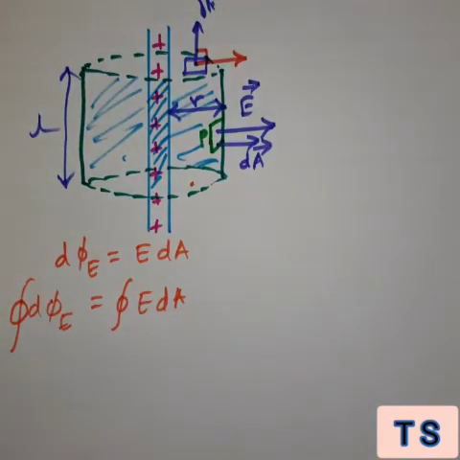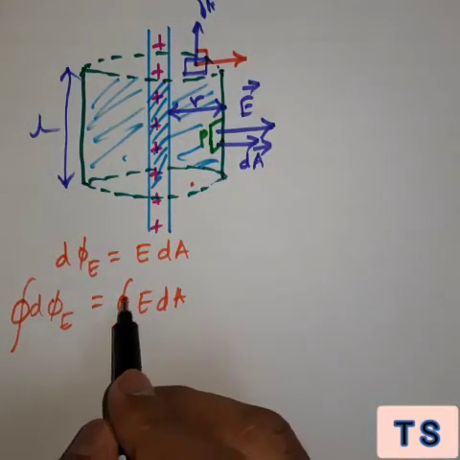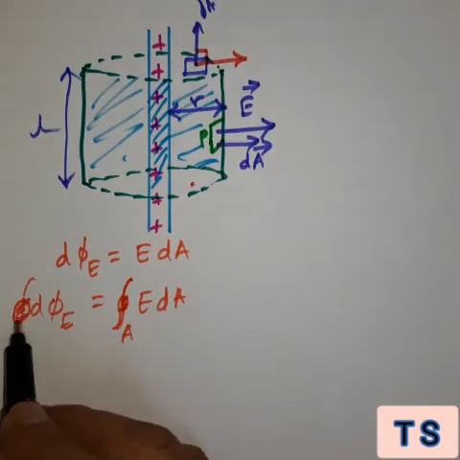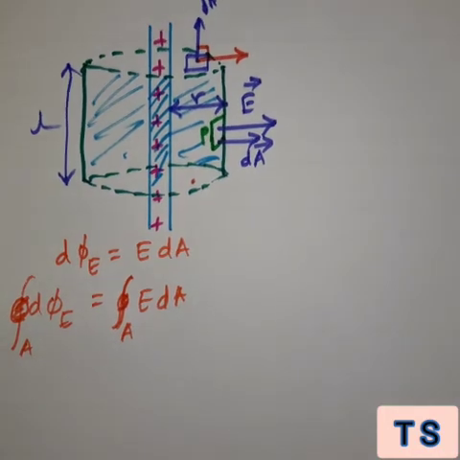But since we are not taking our plane surface initially, we don't need the closed surface, we need only A over here. So we don't need the closed surface, we need only A over here.